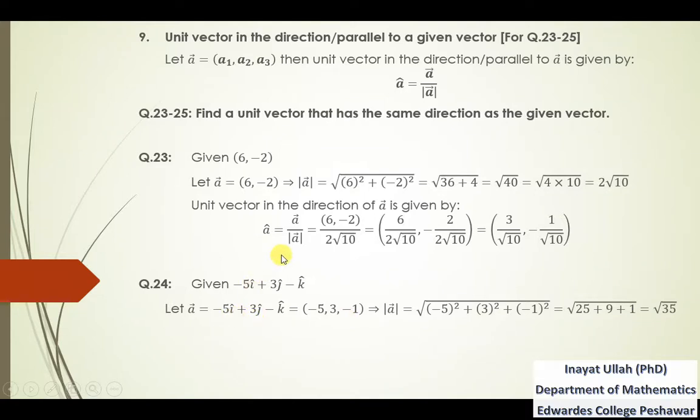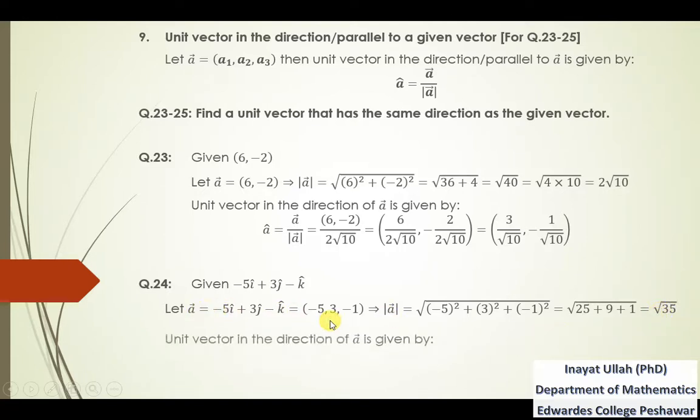Now in the same manner, we will calculate the magnitude of this vector A. So the magnitude of A is square root of minus 5 whole square plus 3 whole square plus minus 1 whole square, and calculating, minus 5 whole square is 25, that is 9, and that is 1, so that is square root of 35. Square root of 35 cannot be simplified more, so we will leave this number right here. That is the magnitude of this vector A.